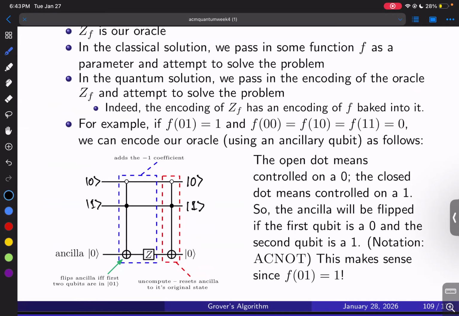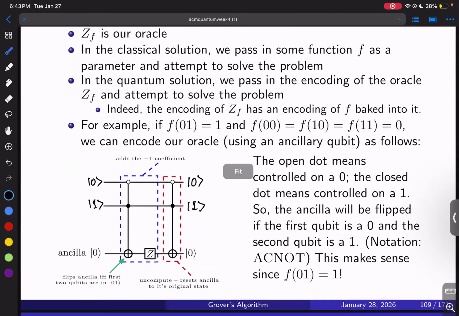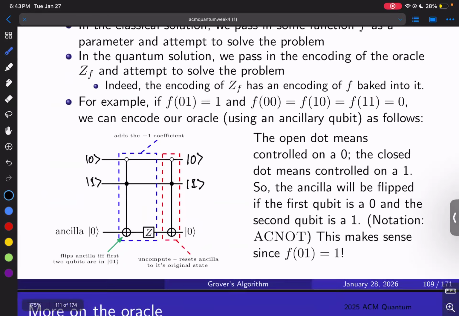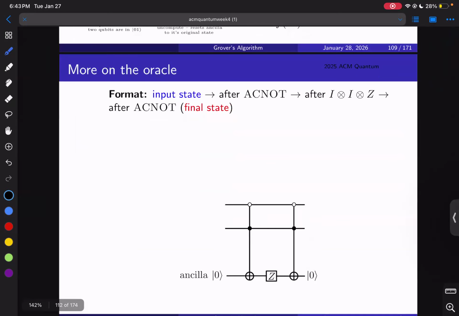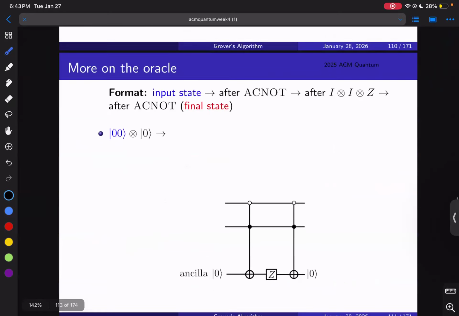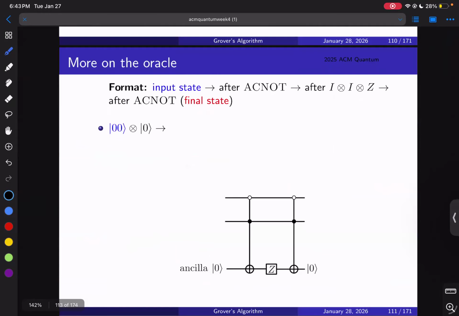Okay. But that's an example of encoding the oracle. But when we're analyzing Grover's, we can just say we have an oracle, we know what it should do. We don't need to worry about how it's actually compiled to a circuit. I go through how the encoding works, but I'll just go through the first example.